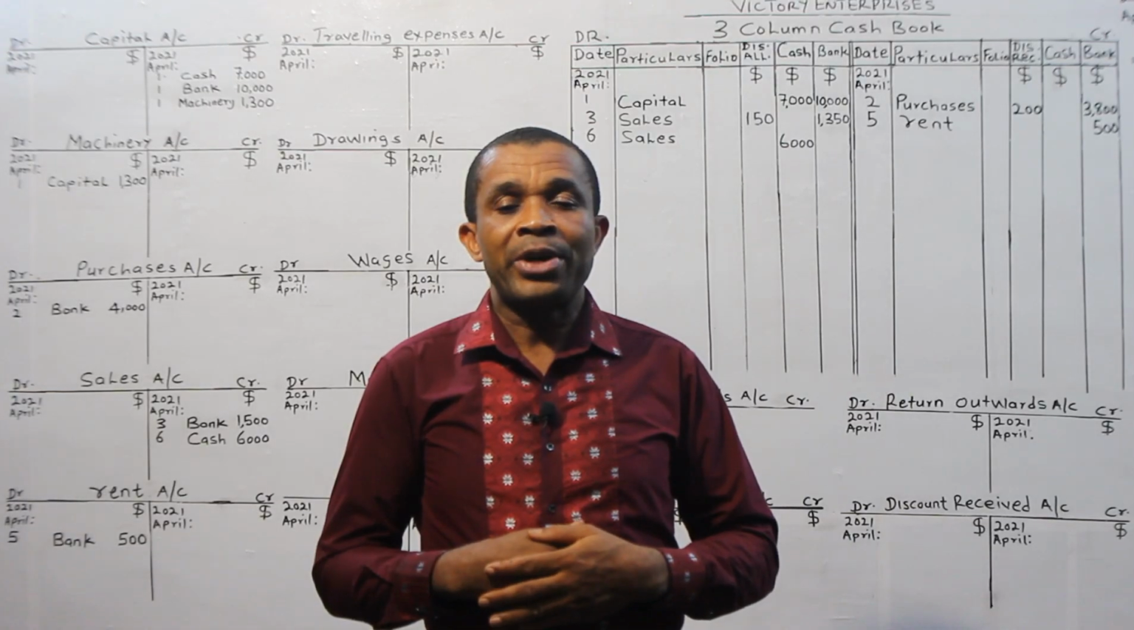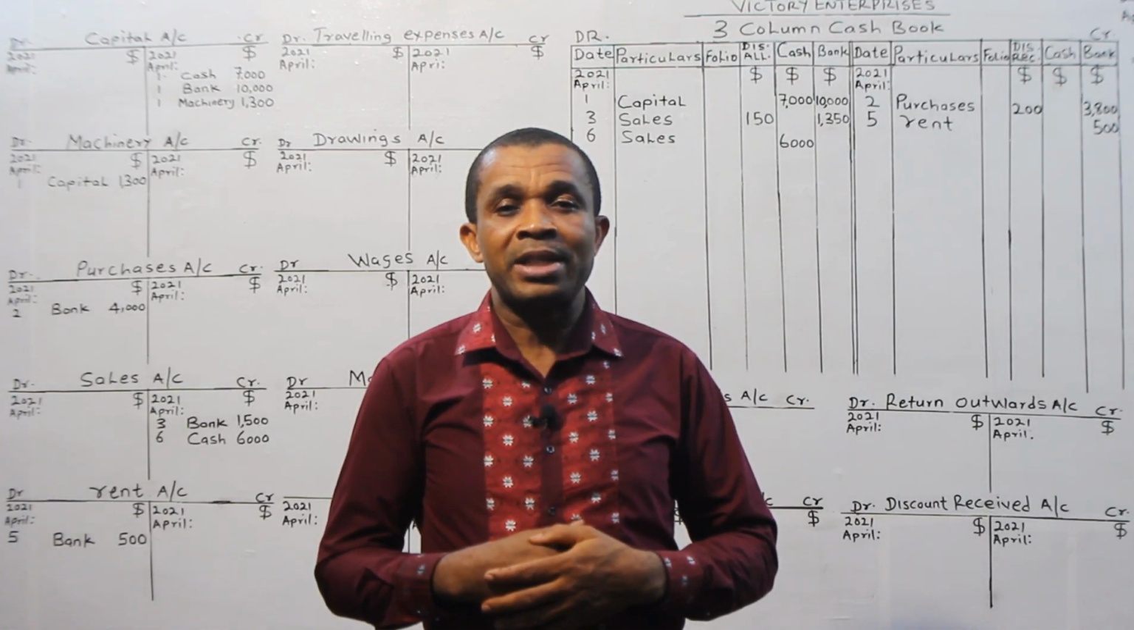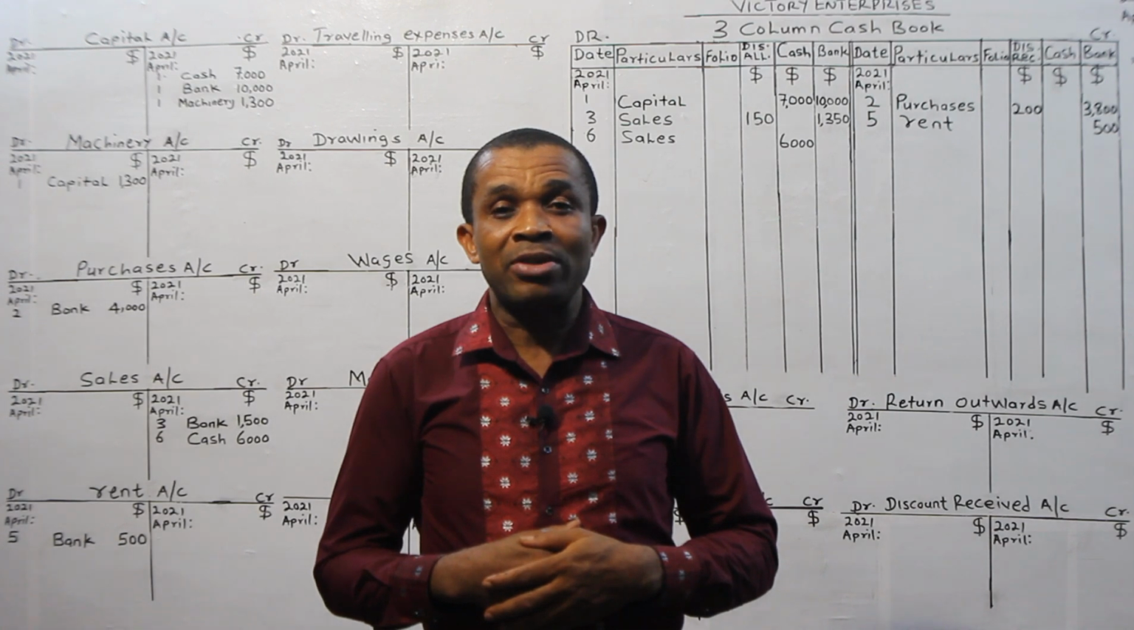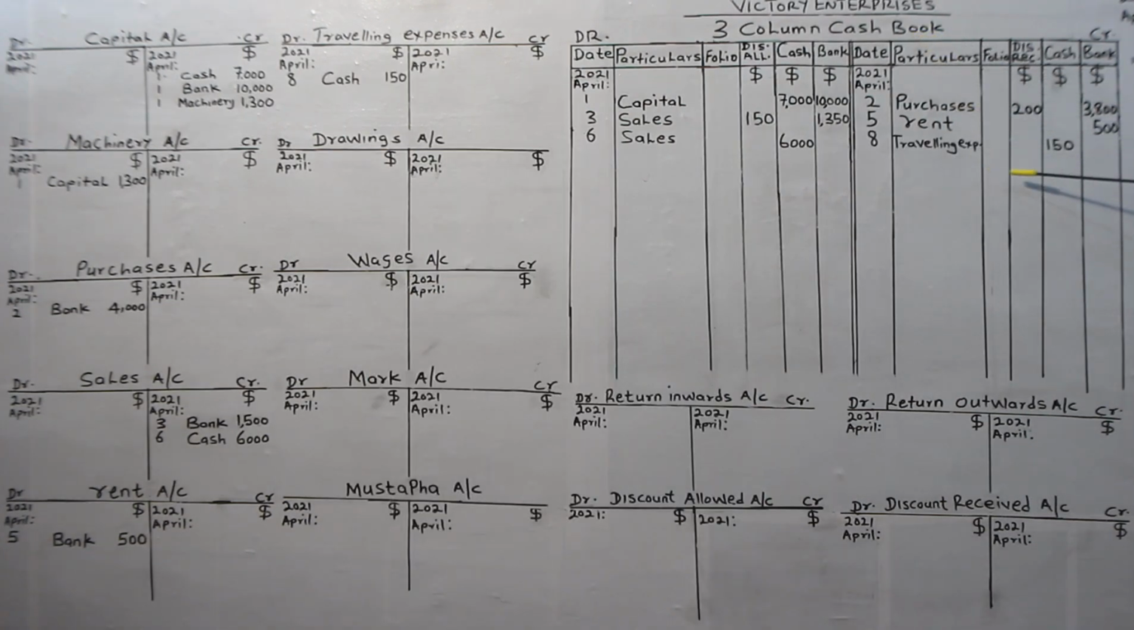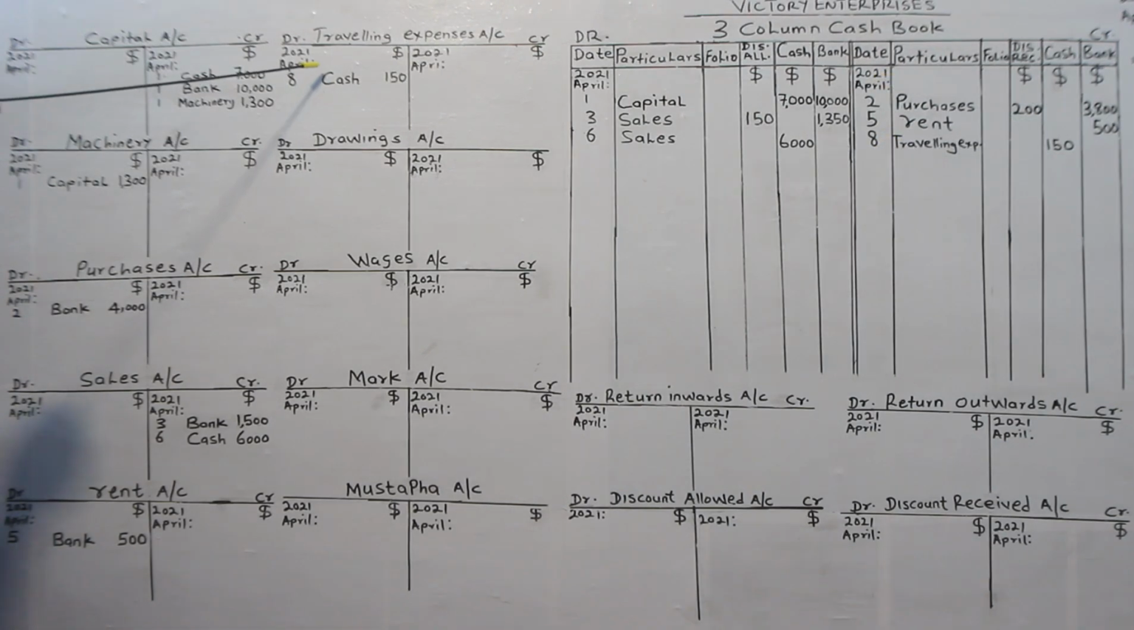2021. April 8th, paid for traveling expenses $150. Since the cashier is paying for traveling expenses, the cash book will be credited while the traveling expenses account will be debited for receiving the $150. We credit the cash book for giving out $150 for traveling expenses on 8 April 2021, while we debit the traveling expenses account for receiving $150 cash on April 8, 2021.